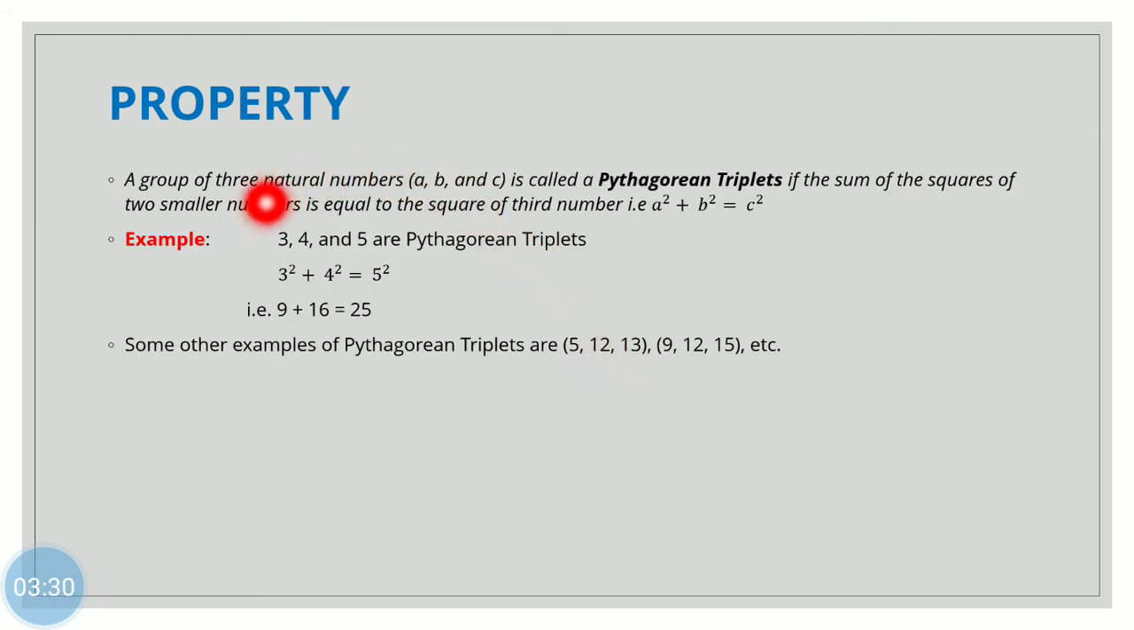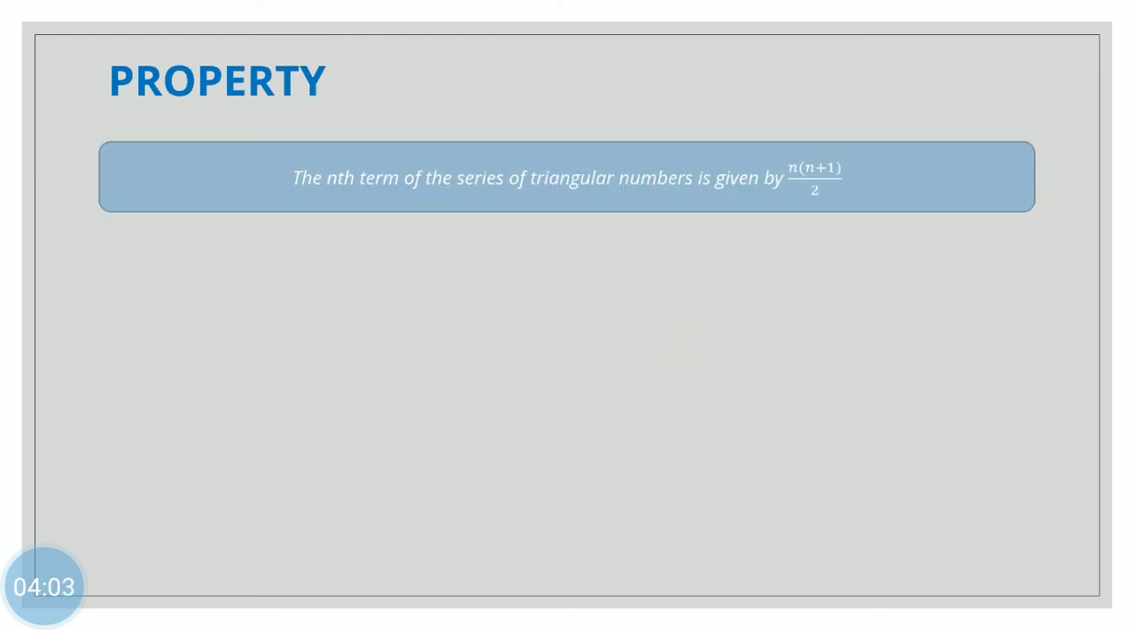Next property. A group of three natural numbers a, b and c is called a Pythagorean triplet if the sum of the squares of the two smaller numbers is equal to the square of the third number. So a² plus b² equals c². 3, 4 and 5 are Pythagorean triplets. 3² plus 4² equals 5². So 3 squared is 9, 4 squared is 16, and 5 squared is 25. So 9 plus 16 equals 25. Some other examples of Pythagorean triplets are 5, 12, 13 and 9, 12, 15, etc.